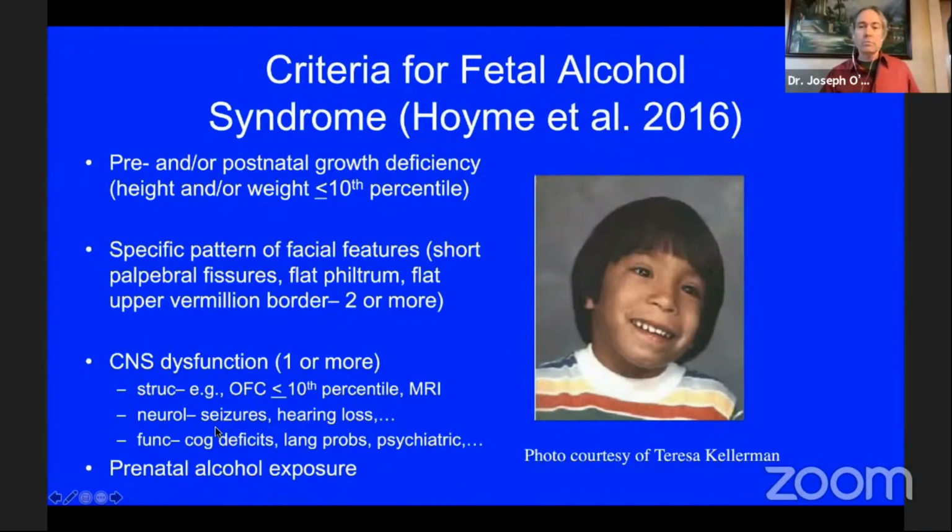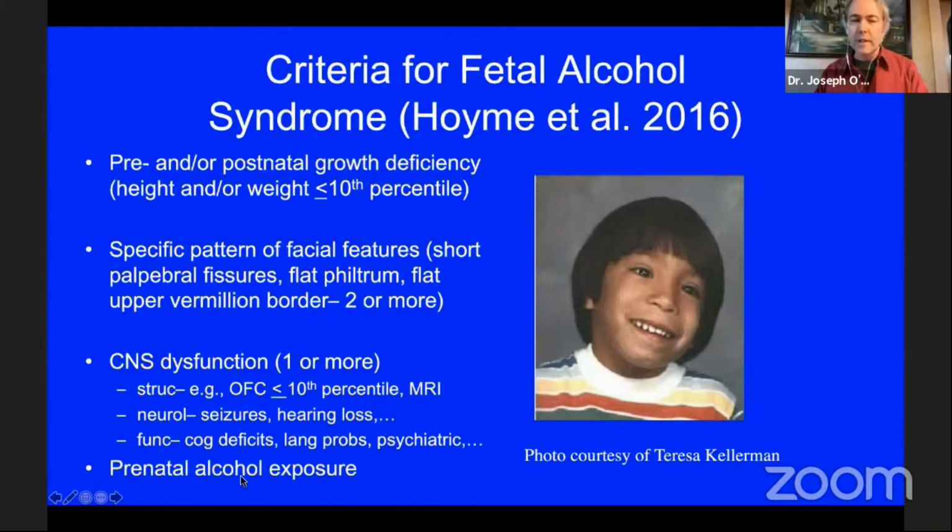Neurological dysfunction could be things like seizures or central hearing loss, among many others. And the functional dysfunction includes a number of things, cognitive deficits, language problems, or in our case, if you can diagnose a psychiatric condition, that qualifies as functional dysfunction.